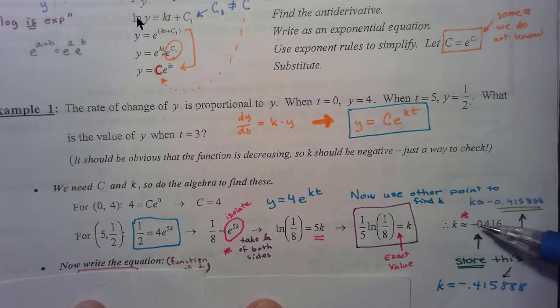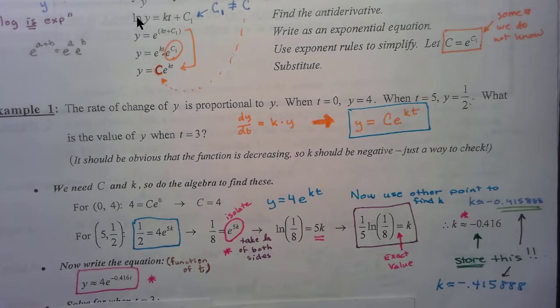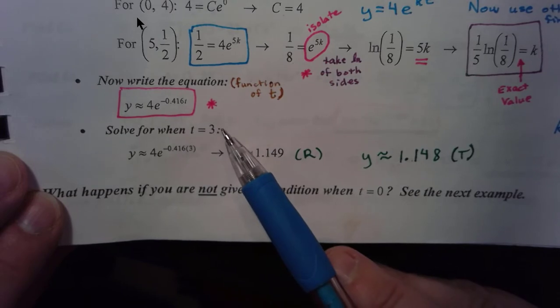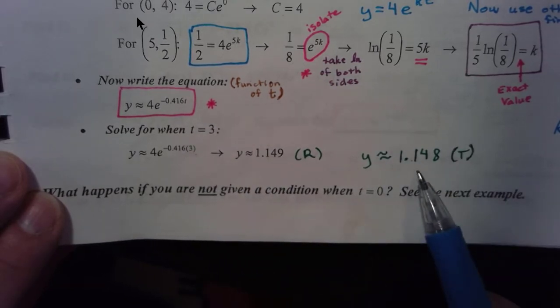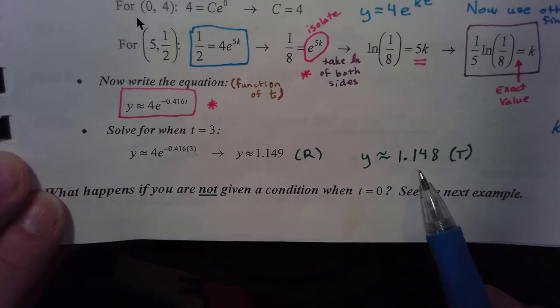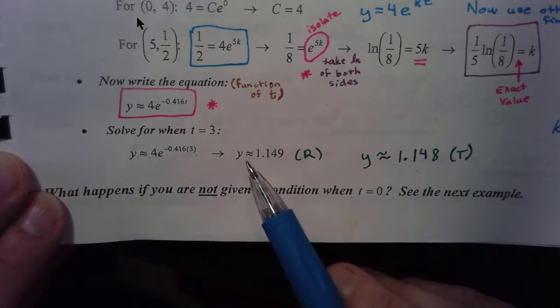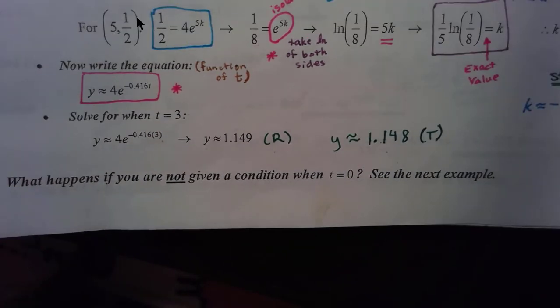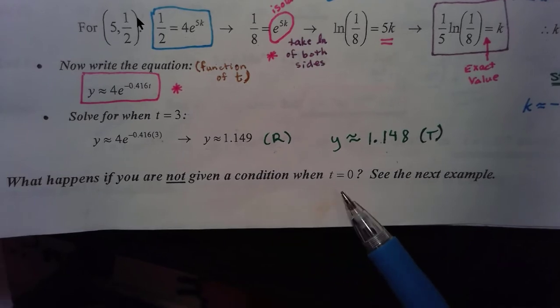When we write it out, we will write this number as our k in the equation, but we're going to use our stored value. So here is our equation: y is approximately 4e^(-0.416t). Using our approximated equation, when t is 3, we substitute in, and we get y is approximately 1.148 if we truncate, or 1.149 if we round. Either answer is acceptable.